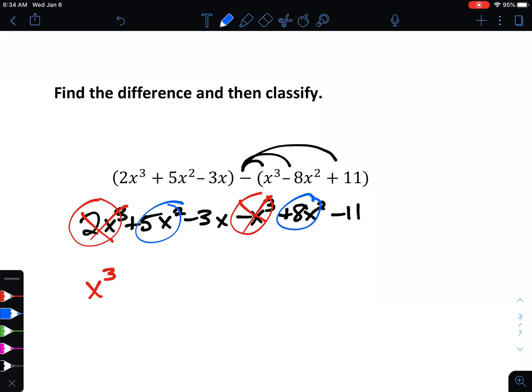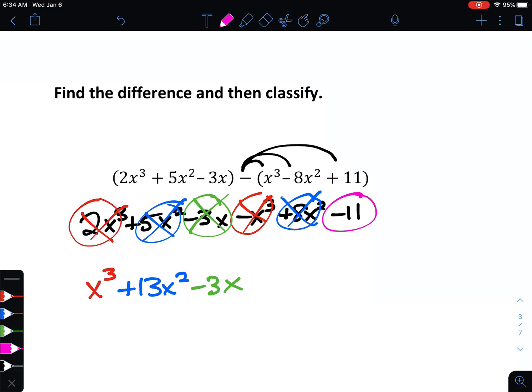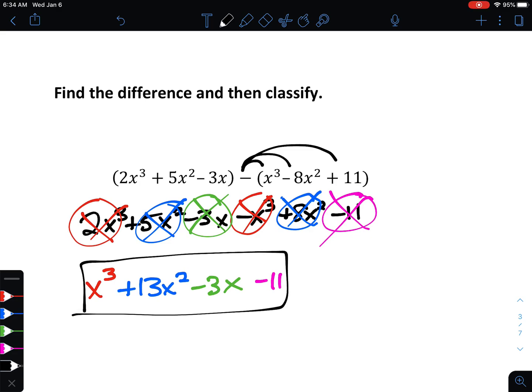Next highest exponents are powers of 2. So 5 plus 8 is 13x to the power of 2. Next highest exponent is just x by itself. So a minus 3x. It's going to stay as is. And then our minus 11 is going to go last. And here is our polynomial.